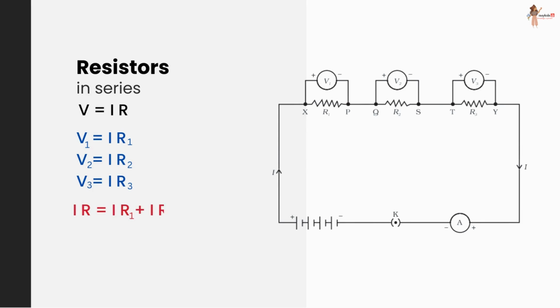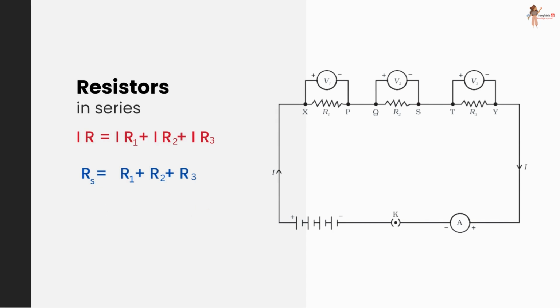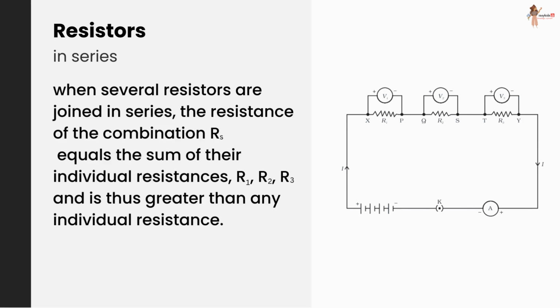Now from these equations we have IR equal to IR1 plus IR2 plus IR3, or we can say R series, that is Rs, is equal to R1 plus R2 plus R3. We can conclude that when several resistors are joined in series, the resistance of the combination Rs equals the sum of their individual resistances, which are R1, R2 and R3, and is thus greater than any individual resistance.